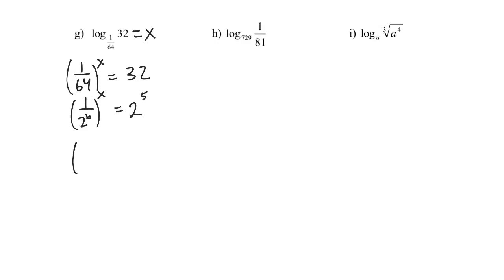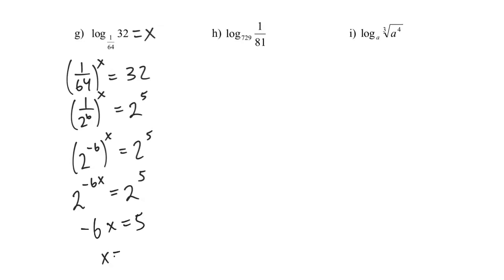And then this can become 2 to the -6 raised to the x, which is equal to 2 to the 5th. And then that really just becomes 2 to the -6x is equal to 2 to the 5th, because whenever I have a power to a power, what I end up doing is I multiply those powers together. And so now I'm ready to drop the bases. So -6x is equal to 5. And so therefore x is equal to -5 divided by 6.